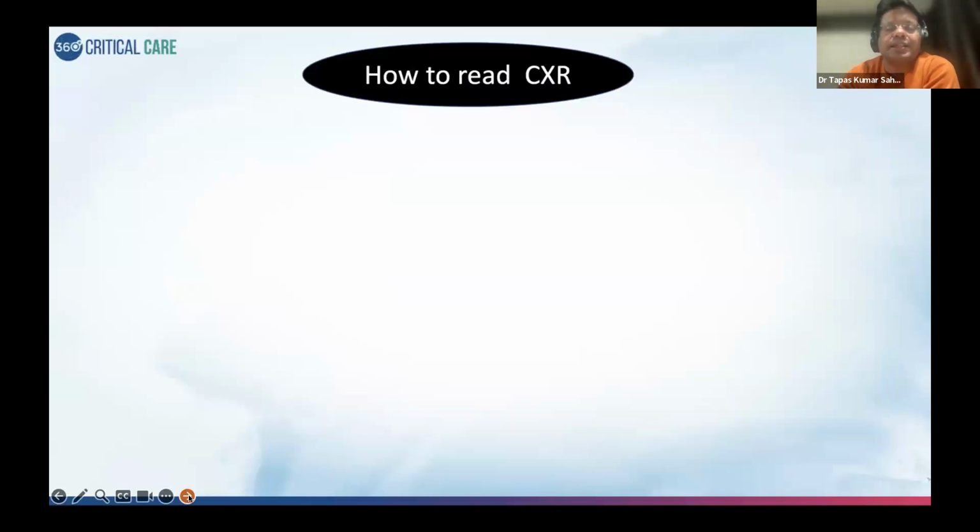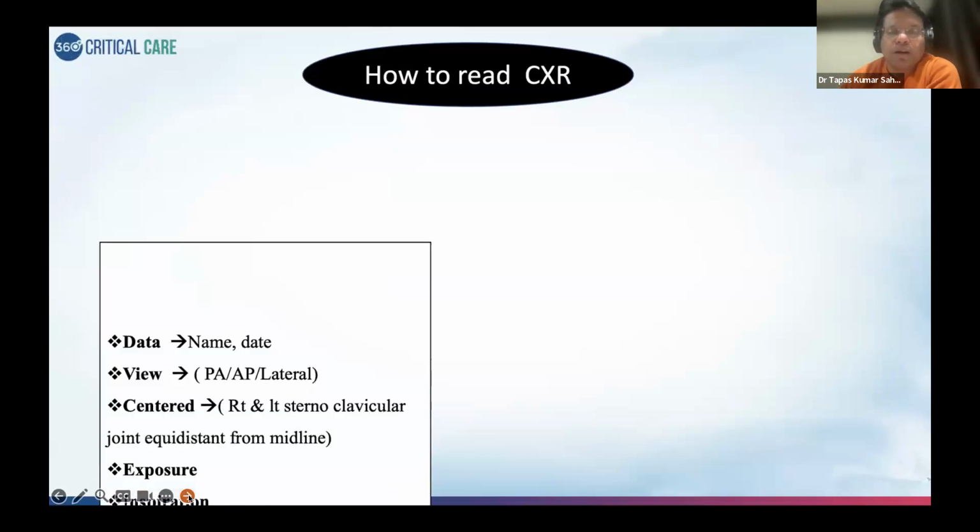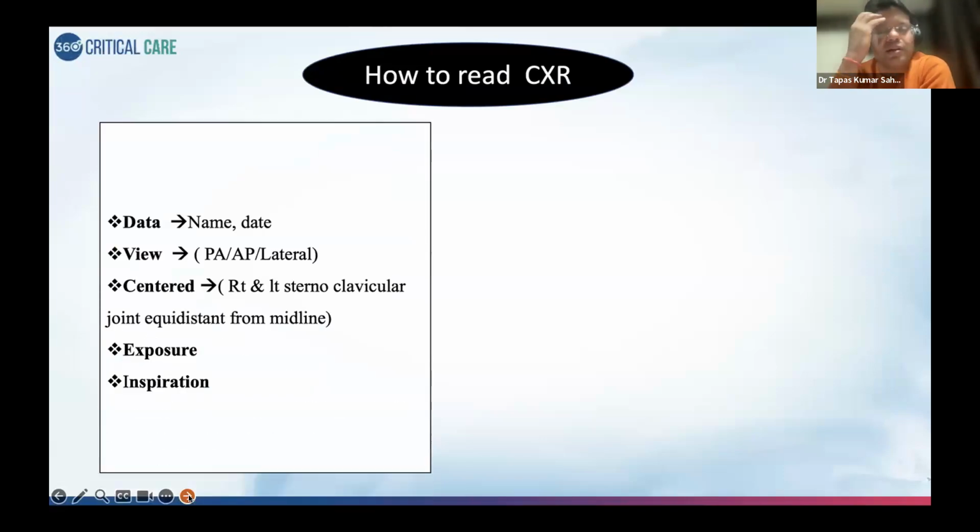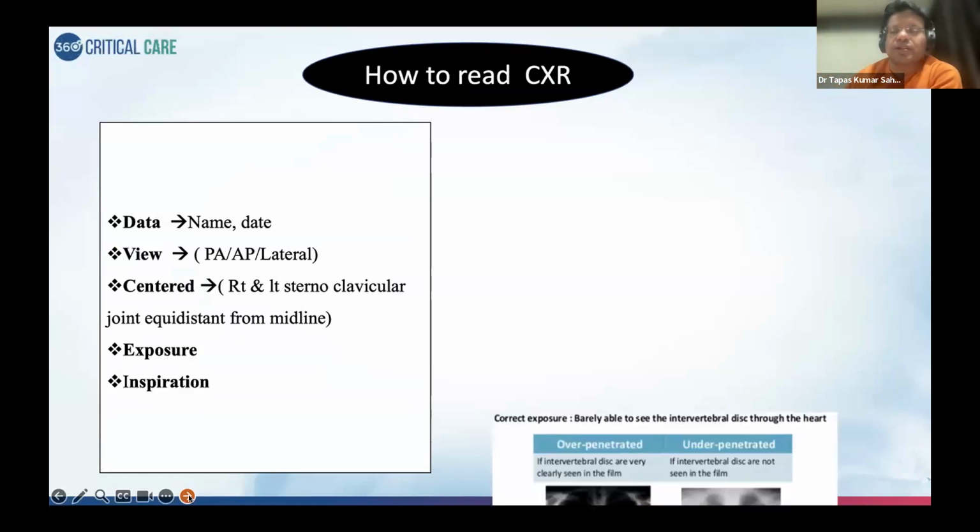Now, how to read a chest X-ray? This is a very simple, straightforward way of reading it. First, you should look at the name, date, and the view: PA, AP, lateral. You all know this, I'm just trying to summarize it. Right and left sternoclavicular joints should be equidistant from the midline. That tells you the chest X-ray is centered, then check the exposure and the inspiration.